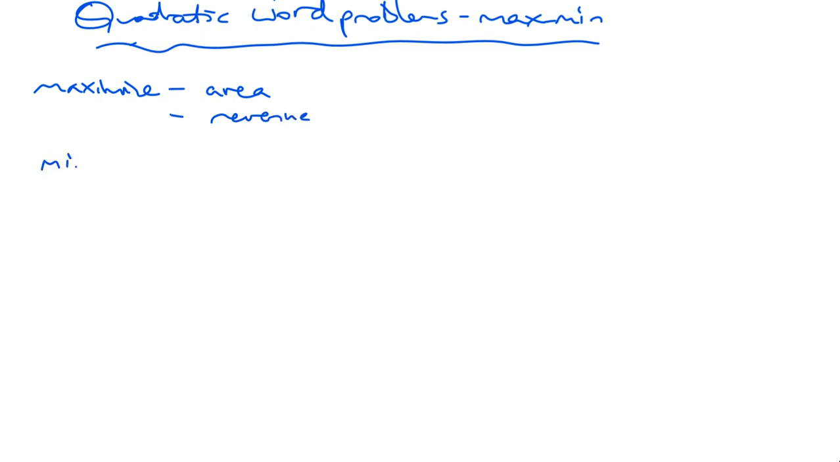Some things that we might want to minimize are the bad things, like cost. We want to keep costs down, so we have the cost and we want to try and find the minimum value. Graphically, if I have a parabola, the maximum value happens at the vertex. And if it's the other way, the minimum value also happens at the vertex.